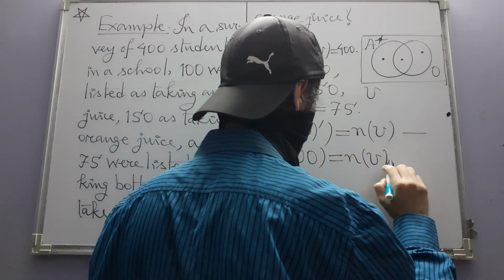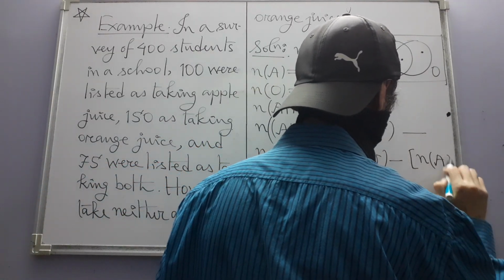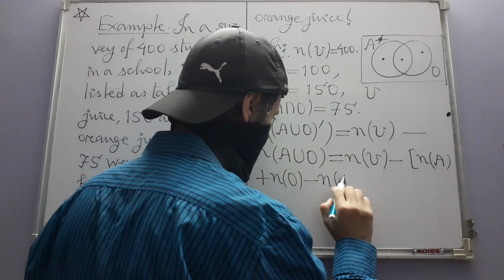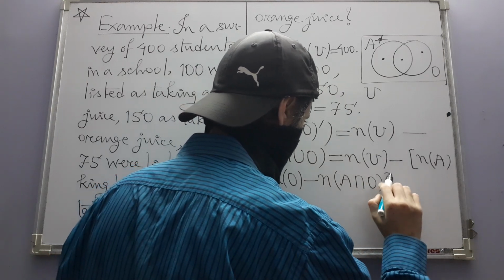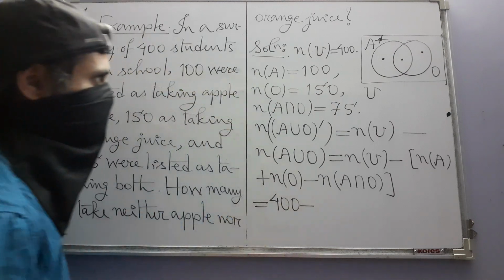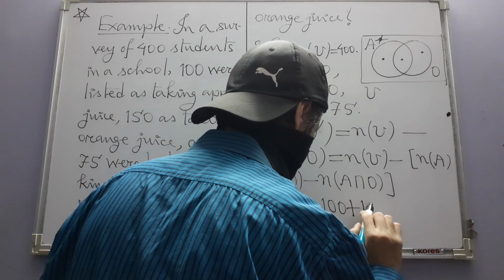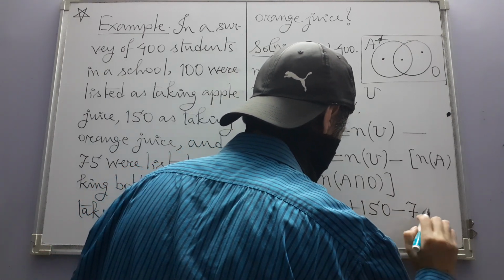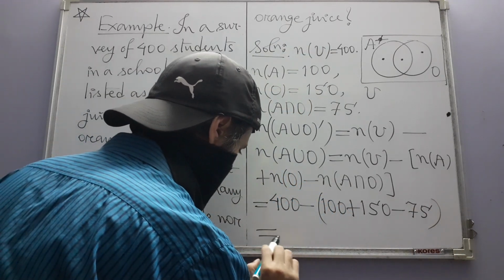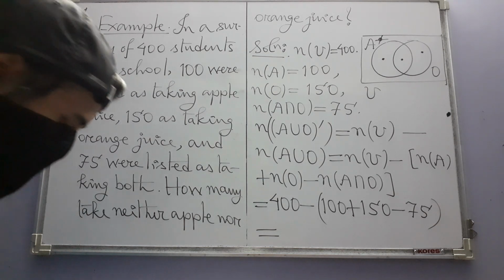Okay, and for this we have our usual formula. But again, be careful, because there is a minus, let us put a bracket. N of A plus N of O minus N of A intersection O, and then we close the bracket. That is 400 minus 100 plus 150 minus 75. Okay, and what is the final answer? The final answer is 225.